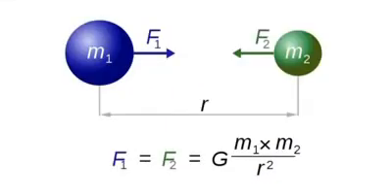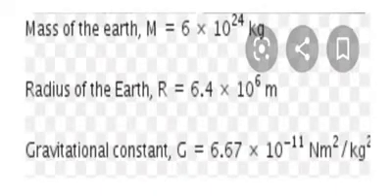Now, what is the formula to calculate the force? F1 is equal to F2, that is equal to G into mass of first object into mass of second object by r square. What is r square? The distance between the two masses. It is an important formula, very important.